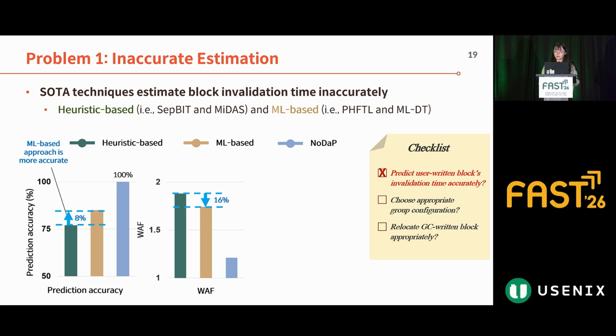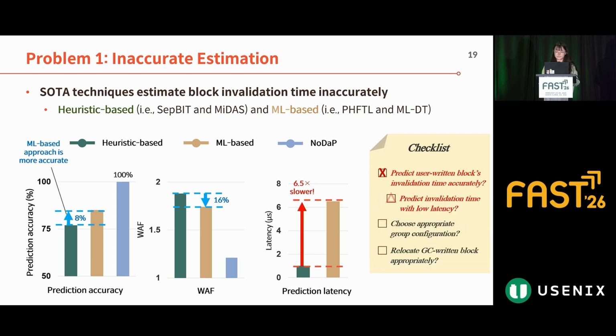Between the two, the ML-based approach provides higher accuracy and lower WAP. However, due to its computational overhead, the ML-based approach incurs about 6.5 times higher prediction latency than the heuristic-based approach. This result suggests that considering only prediction accuracy is insufficient, and that prediction latency also matters.